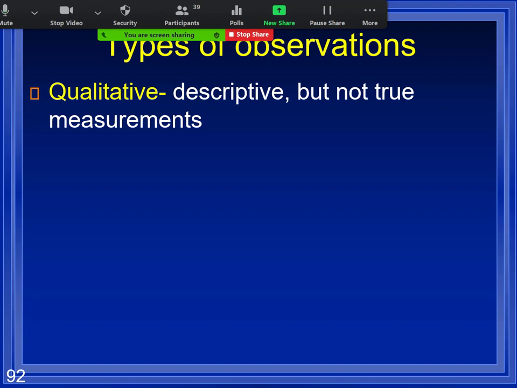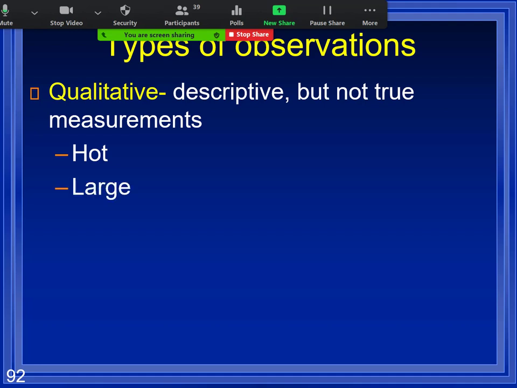Qualitative tells me the qualities of it, tells me what it's like. It describes it, but it's not really a measurement. Hot. If somebody says the room is hot, what does that tell you about it? Well, that tells you that it's at a temperature they would consider hot. My wife and I disagree about this one every night. She says it's too hot in here, and I say, no, it's not.